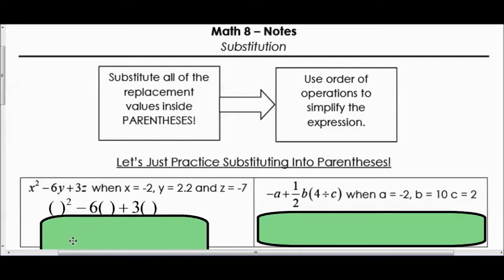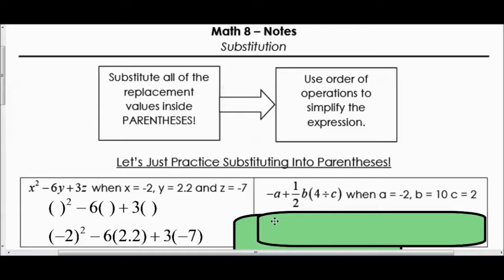Let's show that. First, I'm just going to open up parentheses so that I can drop those numbers in there. I'm just going to put parentheses in place of each of these variables, and then I'm going to substitute my 3 numbers in there. So (-2) squared minus 6 times (2.2) plus 3 times (-7). It's important for a couple reasons, especially important here. This is different from -2 squared without parentheses. This will give us a +4, while without parentheses it would give us a -4.